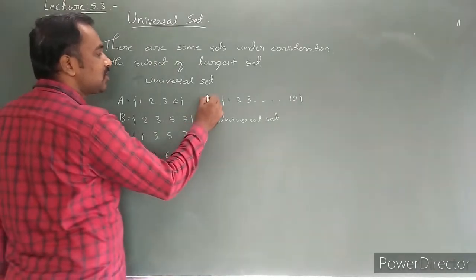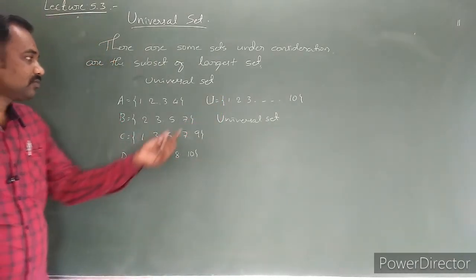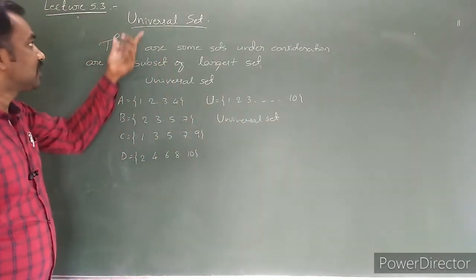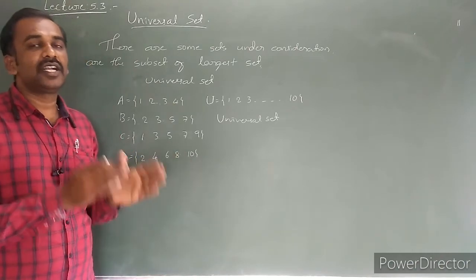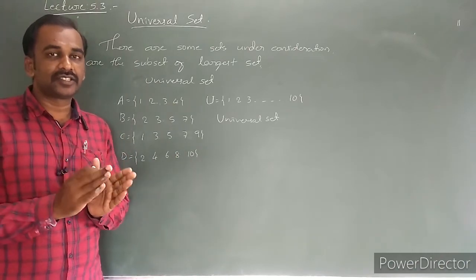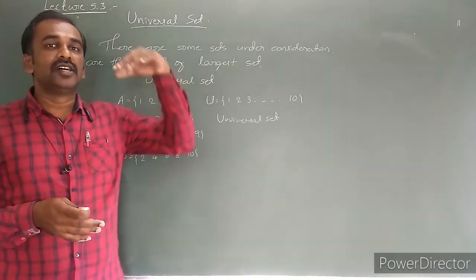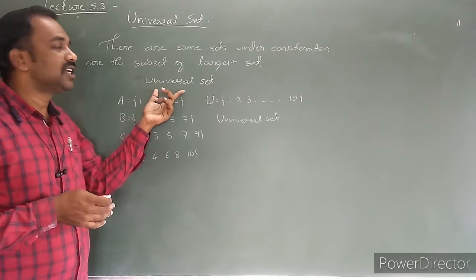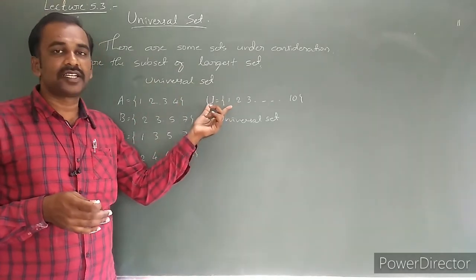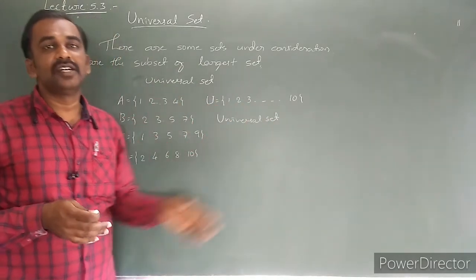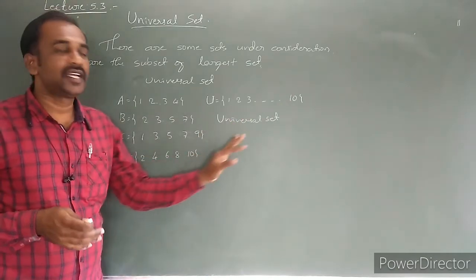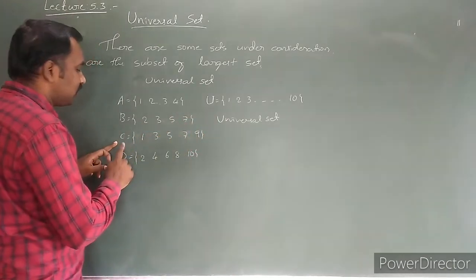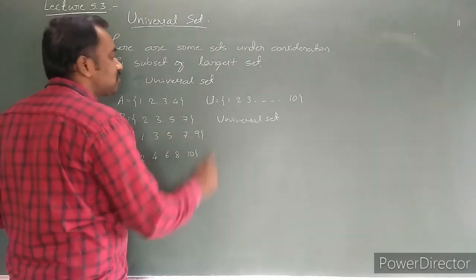The universal set is always denoted by the capital letter U. Are people clear about the universal set? What is the universal set? The sets under consideration are subsets of the largest set, and that largest set is said to be the universal set. Whatever largest set you consider, that set is said to be the universal set. This is a particular example. Here we can write A is a subset of U, B is a subset of U, C is a subset of U, and D is a subset of U.